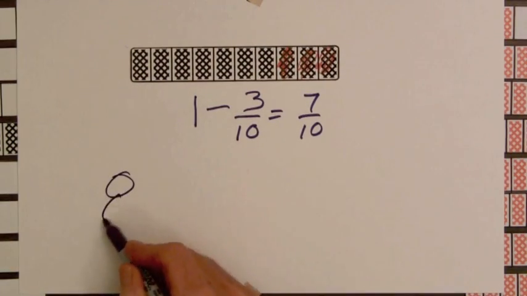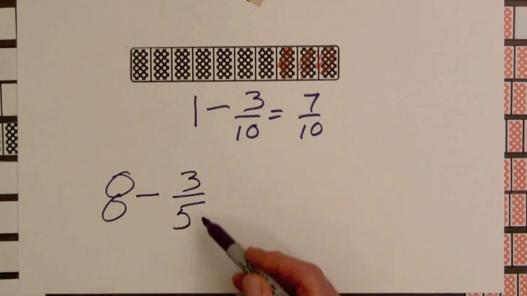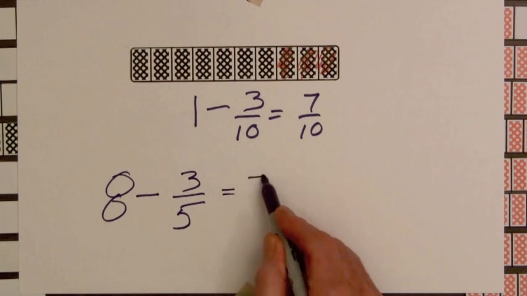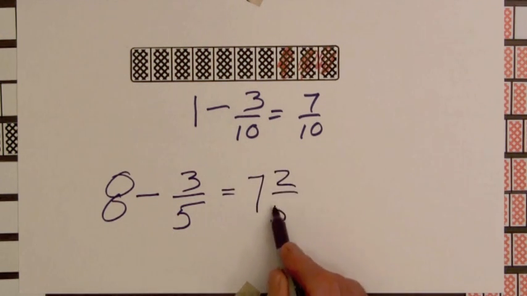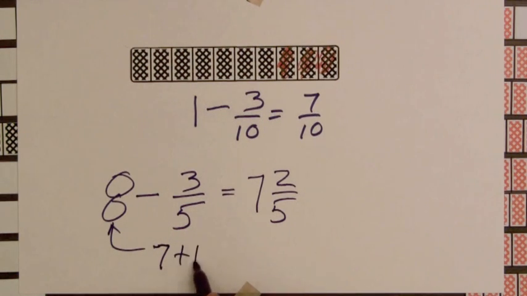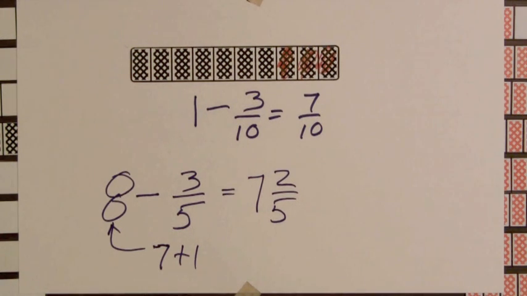Suppose we had 8 minus 3/5. Now the complement of 3/5 is 2/5, so 8 minus 3/5 is going to be 7 and 2/5. Or we could think of 8 as 7 plus 1. Subtracting 3/5 from 1 gives 2/5, and we have 7 and 2/5. In the next lesson, we will see that the idea of complement is very useful.